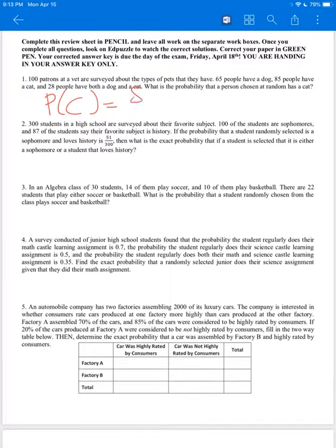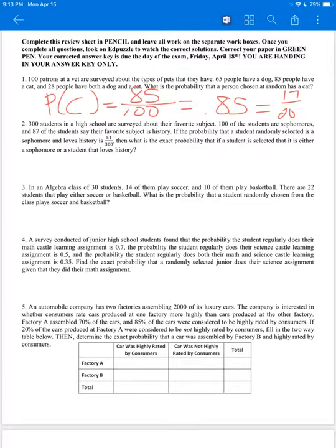There are 85 people that have a cat out of the 100 people that they asked, which ends up being, you could write it as 0.85, or that also simplified down, 85 divided by 100 gives me 17 out of 20. Okay, any of those are acceptable. Don't write the percentage unless it is given to you in percentages.